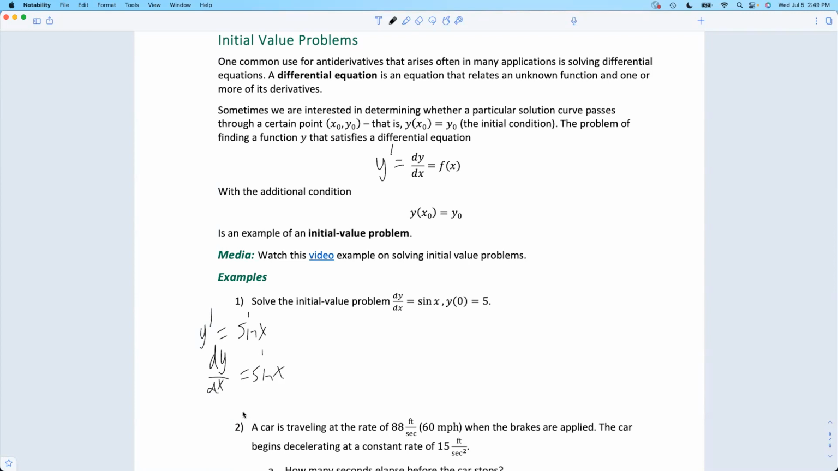Now we could just think about this for a minute. Whose derivative is sine? It's negative cosine. It's not regular cosine, because the derivative of regular cosine would be negative sine, and I ain't got a negative. Let's solve this using integrals. So I'm going to take the integral dx of both sides.